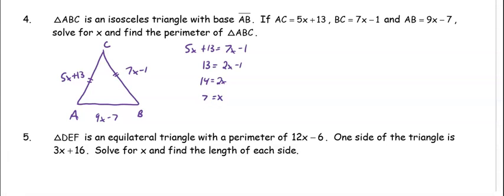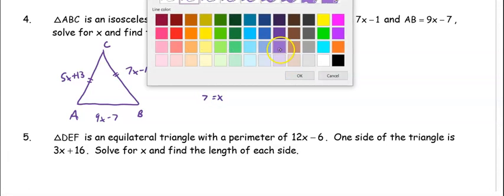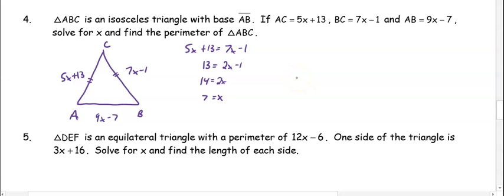Then it wants us to find the perimeter, so we can substitute 7 into each of our sides. So 7 times 7 minus 1 is 48. 5 times 7 plus 13 is 48. And 9 times 7 minus 7 is 56. So we're going to add all three sides together to get our perimeter. So we have 48 plus 48 plus 56. We get a perimeter of 152.